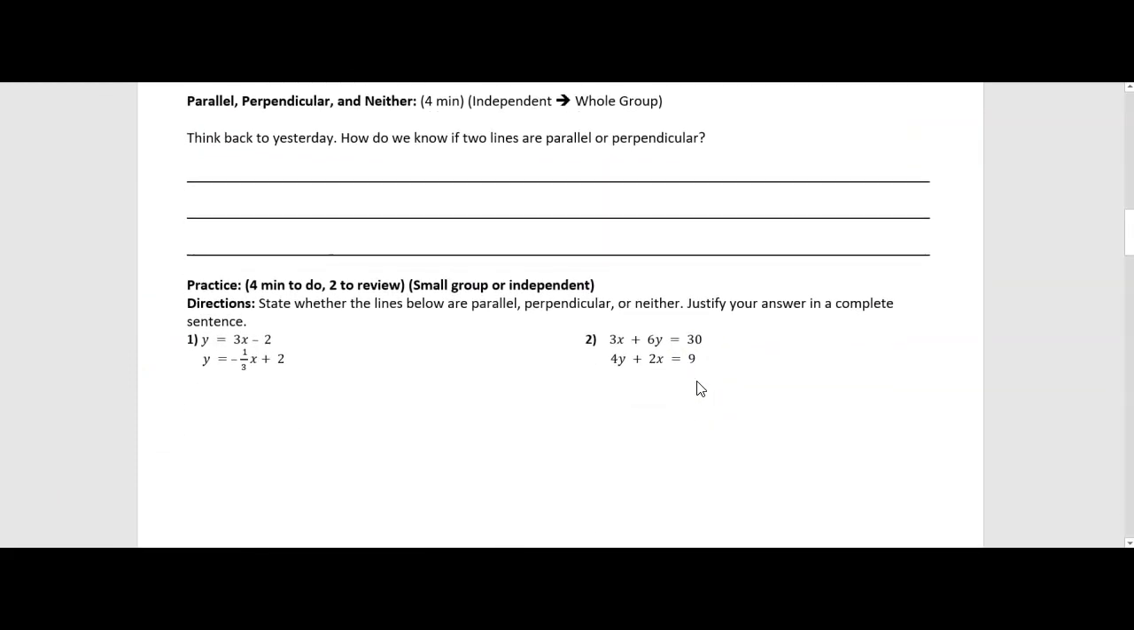Before we do that, though, let's revisit yesterday or last video. Write down the difference between parallel and perpendicular lines, or how you know that 2 lines are perpendicular and how 2 lines will be parallel. So touch on both of those, and then we'll make sure we're on the same page about what parallel and perpendicular means.